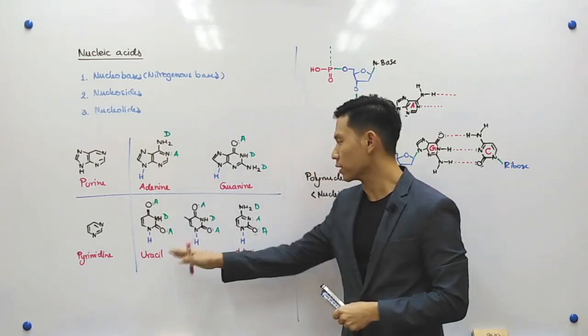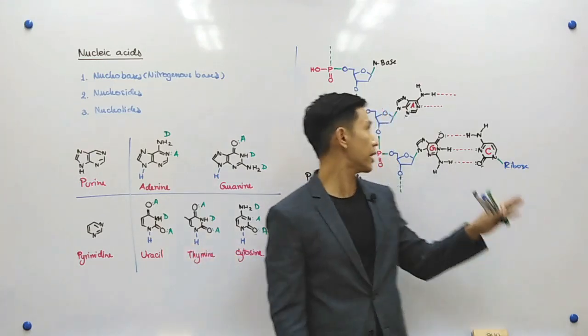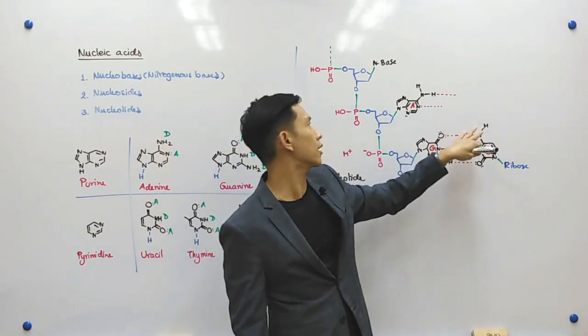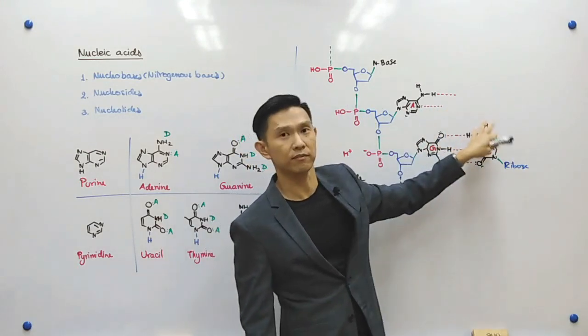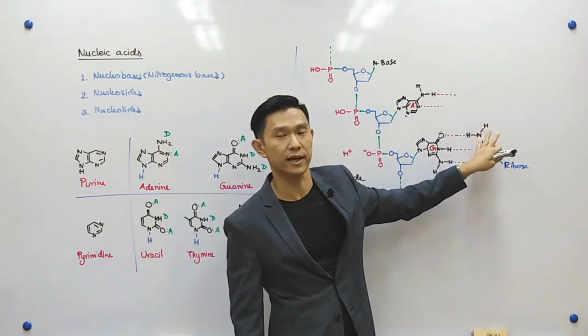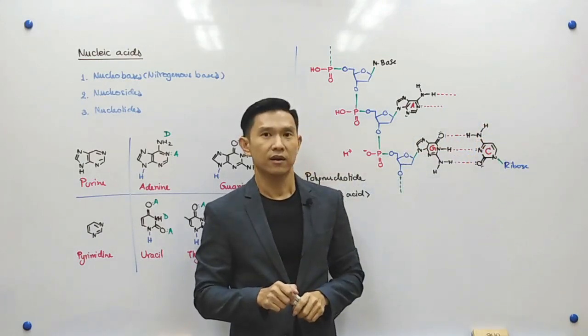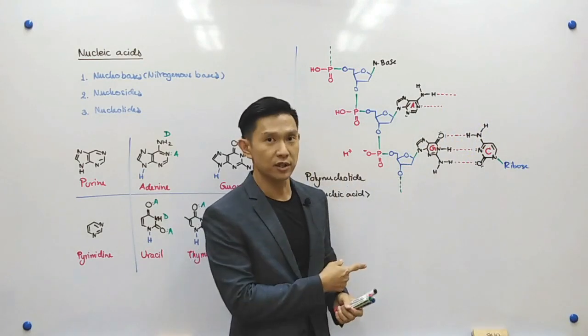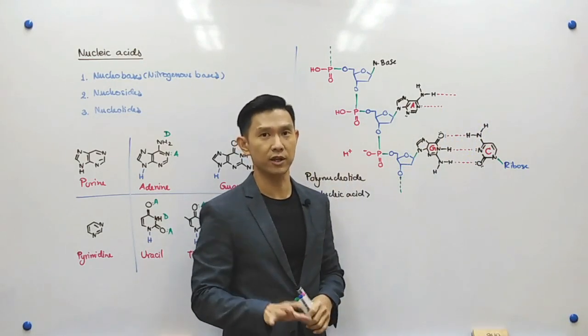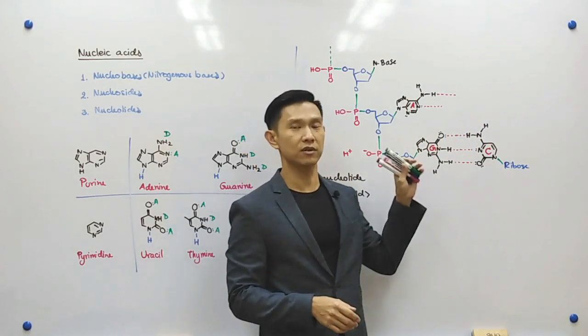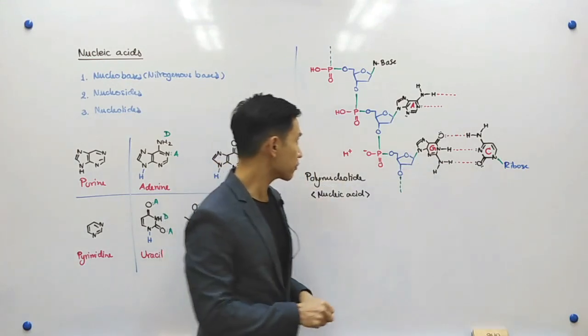So you should pick one of these, uracil or thymine, and draw the hydrogen bond system here on the right hand. Okay, I give you 5 minutes maybe. Okay, so if you finish, I will continue. If you not, you just pause the video. Okay, now I'm going to give you the answer.